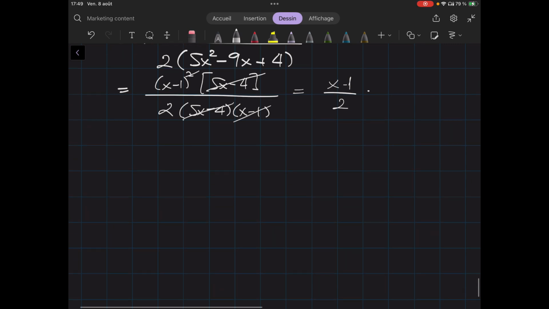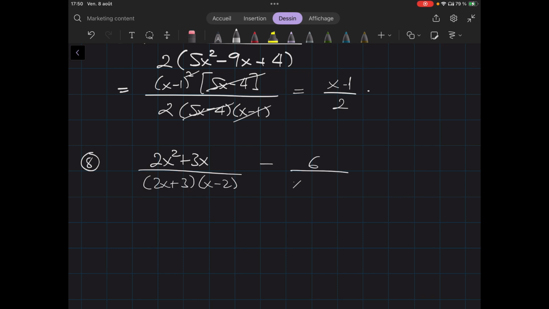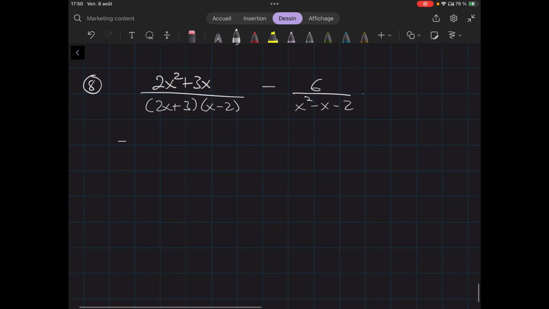Question 8. 2x squared plus 3x divided by 2x plus 3, x minus 2, minus 6 divided by this guy. Let's try to simplify if we can. The first term, let's factor the x out. Conveniently, we also have 2x plus 3 as a factor in the denominator.